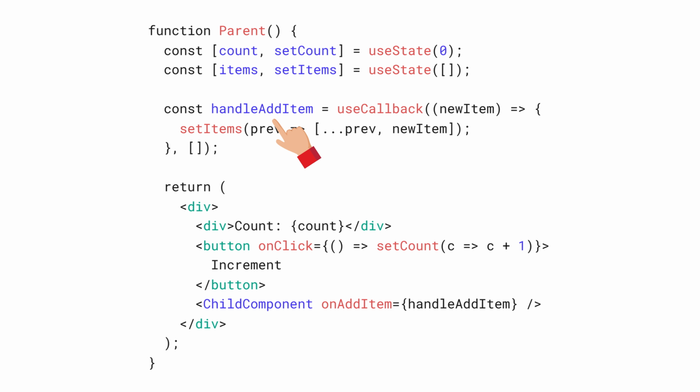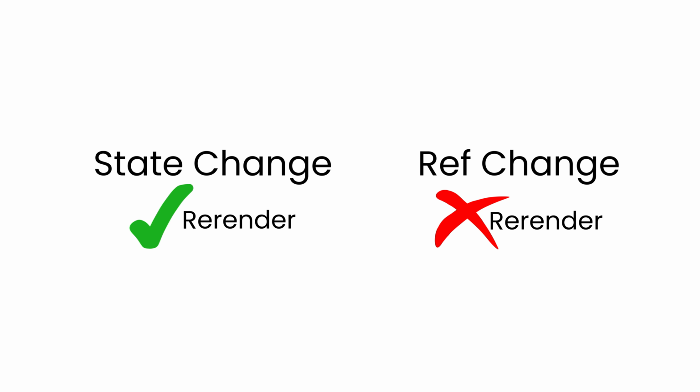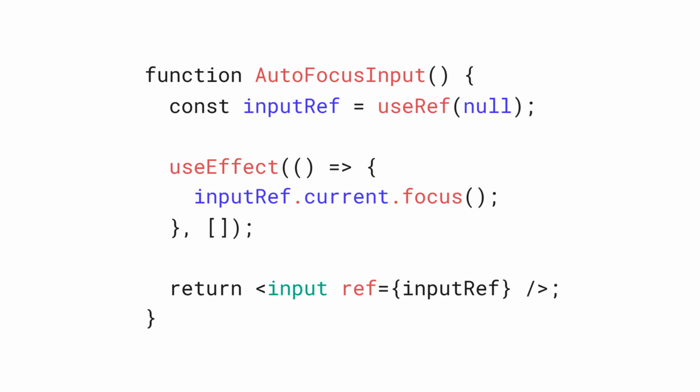Here's where things get interesting with useRef. Unlike state, ref changes don't trigger re-renders, making them perfect for accessing DOM elements or storing mutable values. Breaking this down line by line, we create a ref with useRef, attach it to our input element, then use it in useEffect to focus the input when the component mounts. The current property gives us direct access to the DOM element.